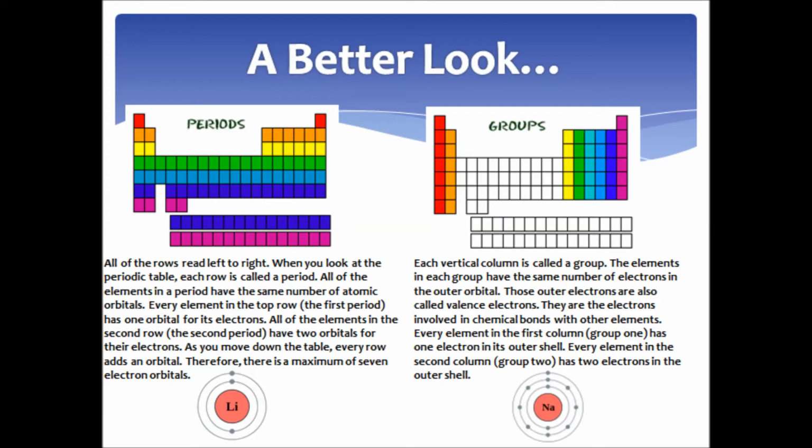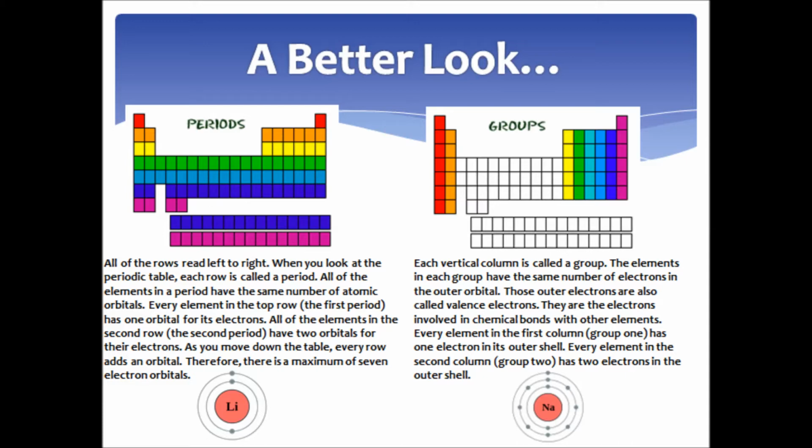Now let's take a closer look, because it always has to get more complicated, because that's just how it is. Now periods. All of the rows read left to right, as we just did. When you look at the periodic table, each horizontal row is called a period. Just went over that. All of the elements in a period have the same number of atomic orbitals, or electron shells.